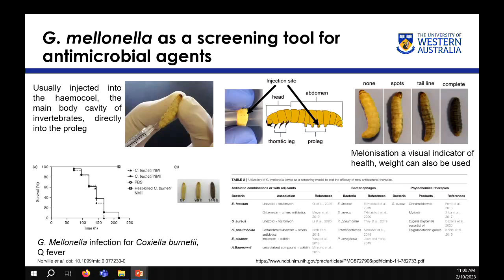And so some colleagues of mine have used the Galeria mellonella model to look at Coxiella burnetii. Do you know about Coxiella burnetii? Coxiella burnetii causes Q fever. And Q fever, Q stands for query fever. I don't know, did you guys get to see Steve Graves' seminar? He came and gave a seminar a little while back now, I think it was at the end of June. And he works on Q fever.